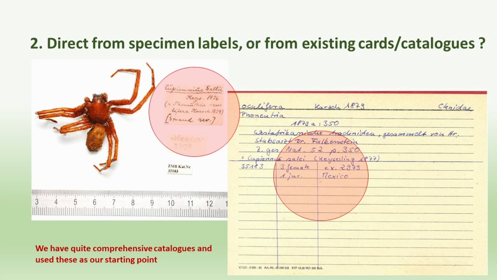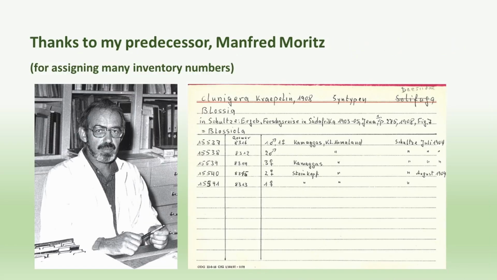At this point, I would have to say a big thank you to my predecessors as curators here in the museum, especially Manfred Moritz, my immediate predecessor, who was very hardworking and wrote really good catalogue books and assigned many specimens. Almost all the specimens got a unique ID number. We call it the ZMB number, for Zoologisches Museum Berlin. This gave us a really good, strong starting point. So we had very good analog written data as a starting point for the digitization process.